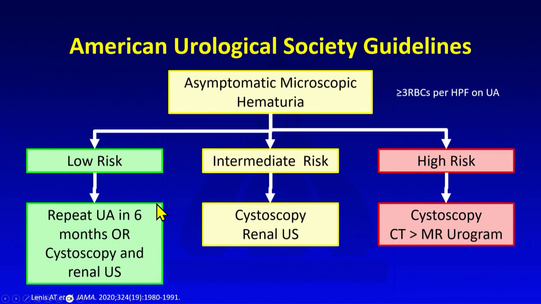If the patient is considered low risk, then they would repeat the UA in 6 months or perform a cystoscopy or renal ultrasound. Intermediate risk patients would go right away to cystoscopy or renal ultrasound. If patient is considered high risk, then they would get cystoscopy and either CT or MR urogram for further evaluation.